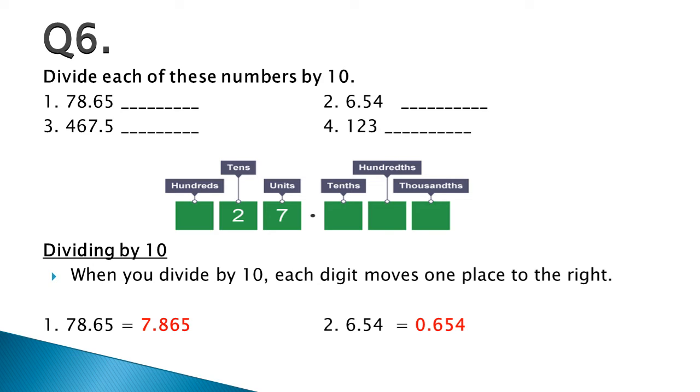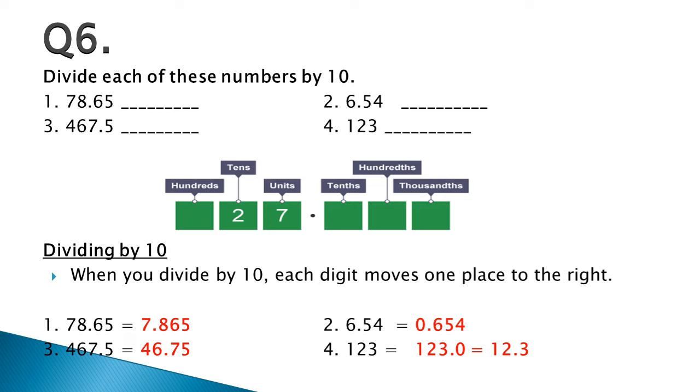Because once you move 6 to the right, there's nothing before the decimal. So you can always include a 0 before the decimal. So you can have 0.654 or just decimal 654. The third question says 467.5. The answer would be 46.75.